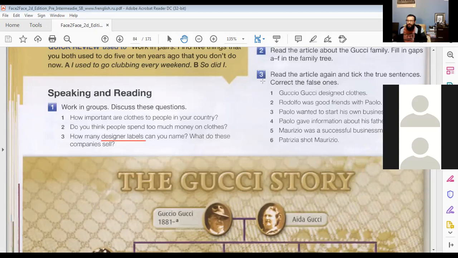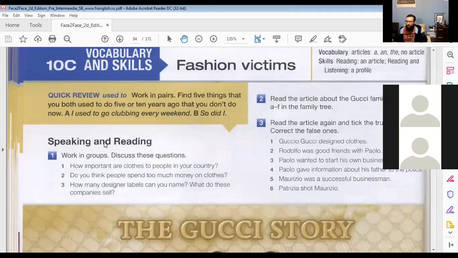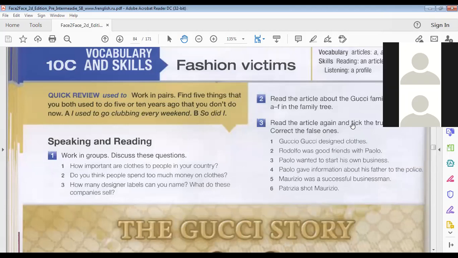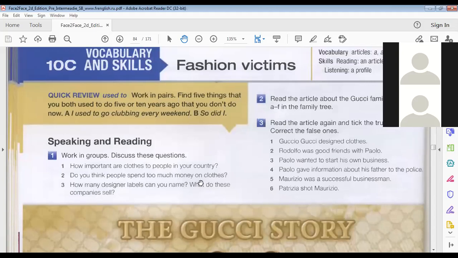13 is enough. Okay, so now we're going to read a very interesting story, and I don't know if you have any information about the Gucci family or the Gucci story. Has anybody read about them before? No? Any information? Oh, okay. So I think you'll be quite surprised when you read about the history of this brand, this designer label, and the family and how it all started.